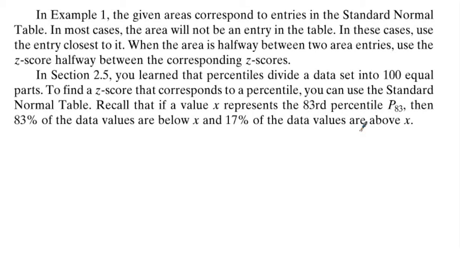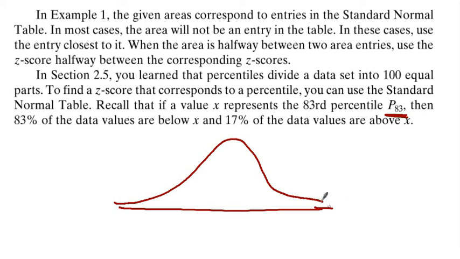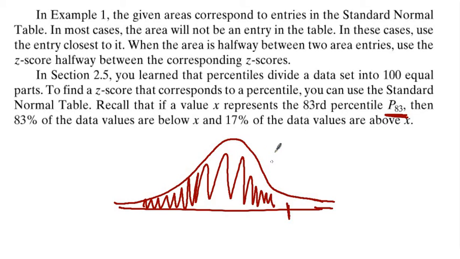Alright, so the next thing we want to learn how to work with is percentiles. And again, you might remember something to do with this from chapter 2, but it's been a while. If you see something like this, P83, that means you're in the 83rd percentile. If you're in the 83rd percentile, that means that 83% of the values are below where you are.